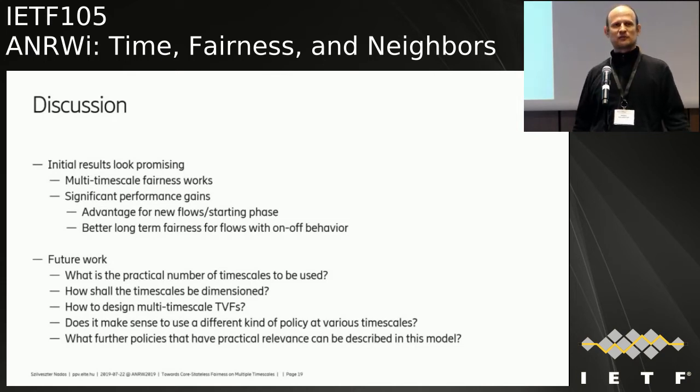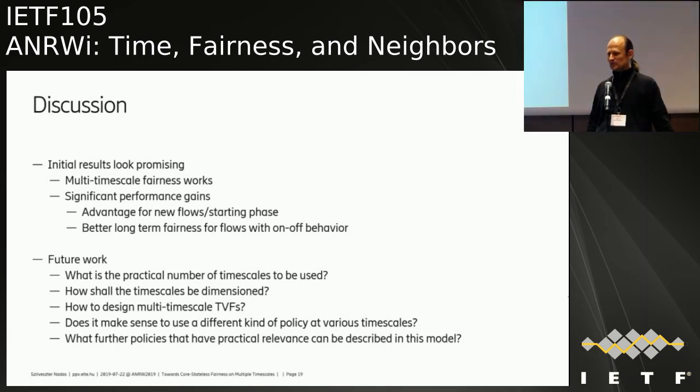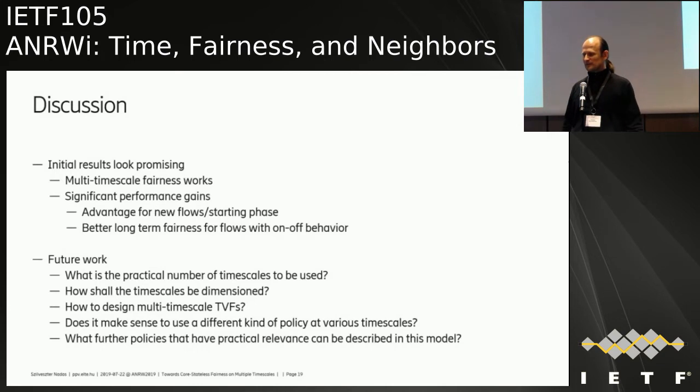But there is quite an amount of future work. We are not quite sure how it can be used, how it is useful. So what is, for example, the practical number of timescales to be used to reach real advantages for the users? How shall these be dimensioned? How shall we design the multi-timescale throughput value functions? We used the simplest example we can imagine. Does it make sense to use different kinds of policies in this TVS for various timescales? And what else can we find which can be relevant further?